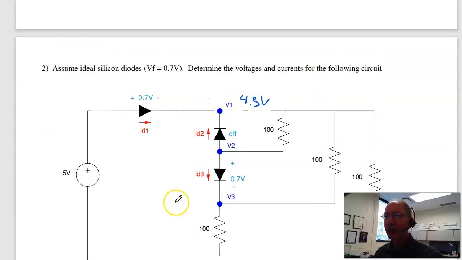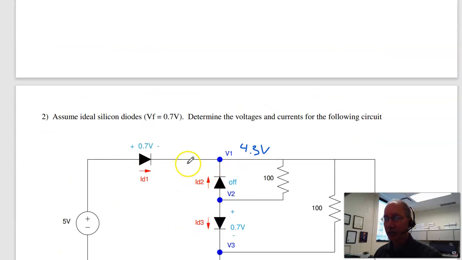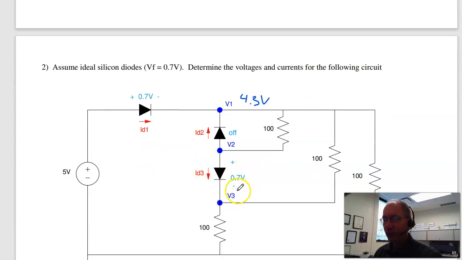The way I did that is I write the node equation at V3: this current plus this current, plus, well, this one's off, plus this current, which is right here, equals 0.